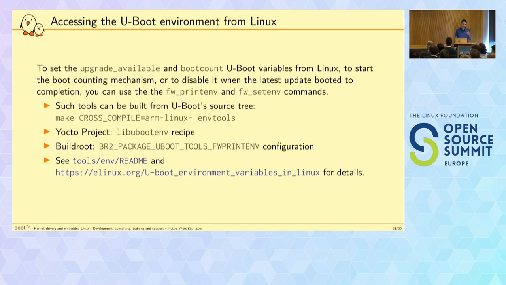So just some practical details here as well. How to update the upgrade_available variable and bootcount variable from Linux after applying an update, to make sure that the bootcount mechanism is on, or to disable it when the latest update booted successfully to completion. You can actually use some commands that are provided by U-Boot. They're called fw_printenv and fw_setenv. That's available in the U-Boot source code, so you can compile them either manually, or using your build system like Yocto or Buildroot. In Yocto, it's the libubootenv recipe, and there's a particular option in Buildroot to do that as well. So if you want to know more, you have details in the documentation as well.